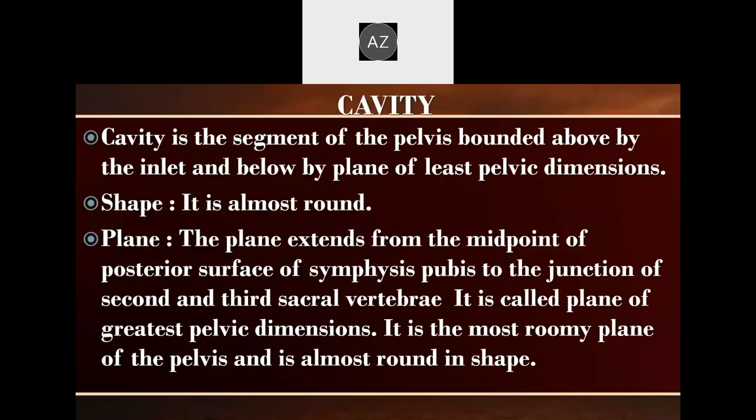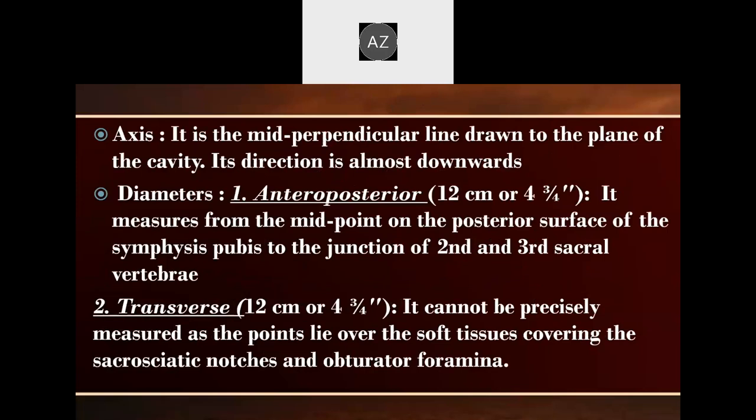Then the cavities. We have spoken about the inlet. Now in the cavity, the mid cavity, as we go deep through the inlet, the diameters are anteroposterior 12 and transverse 12. So the most important thing is that they are all the same.